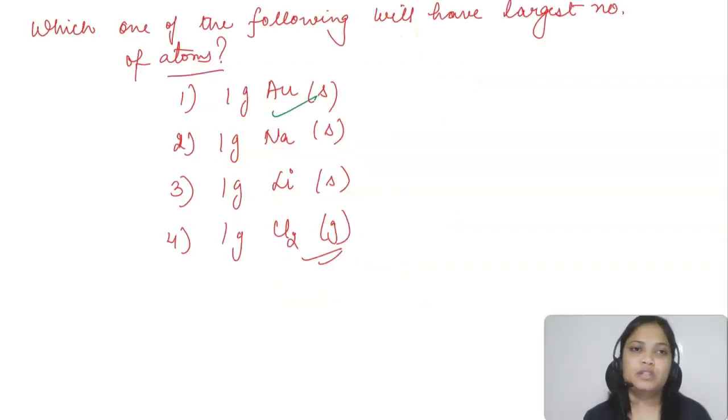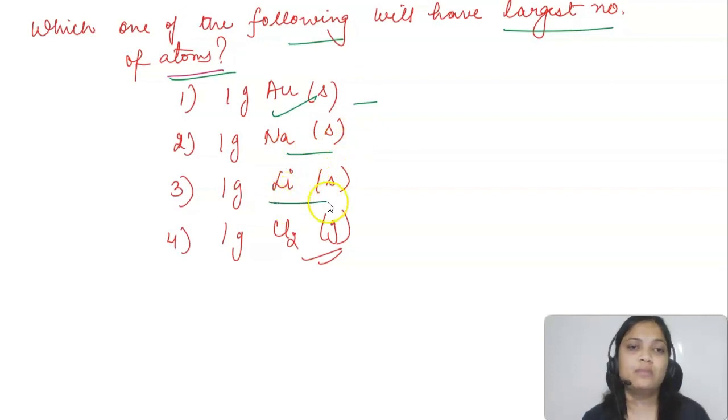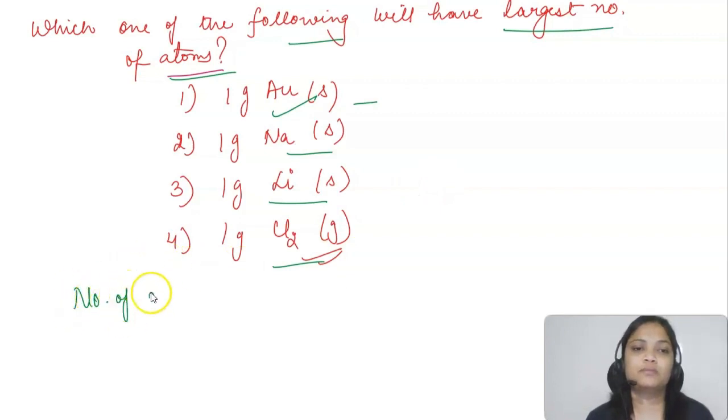Alright students, this was the question that I asked you: which one of the following will have the largest number of atoms, 1 gram of gold, 1 gram of sodium, 1 gram of lithium, or 1 gram of chlorine gas? First of all, I have told you that whenever we have to calculate the number of atoms, we need to find out the number of moles. For that, you must know the atomic masses. Here we have the atoms given to us, so let us find out the number of moles for each of them.